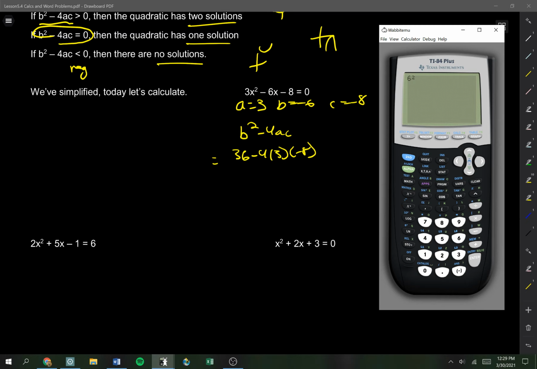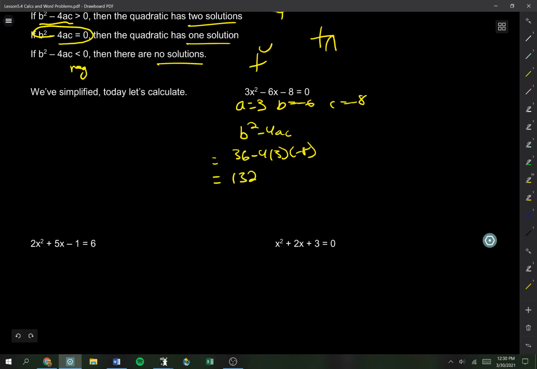So there's b squared minus 4 times the a value, which was 3, and the c value is negative 8. That is my discriminant, 132. So I now know that by the quadratic formula, my solution is going to be 6 plus or minus the square root of 132 over 2 times a, which is 6.